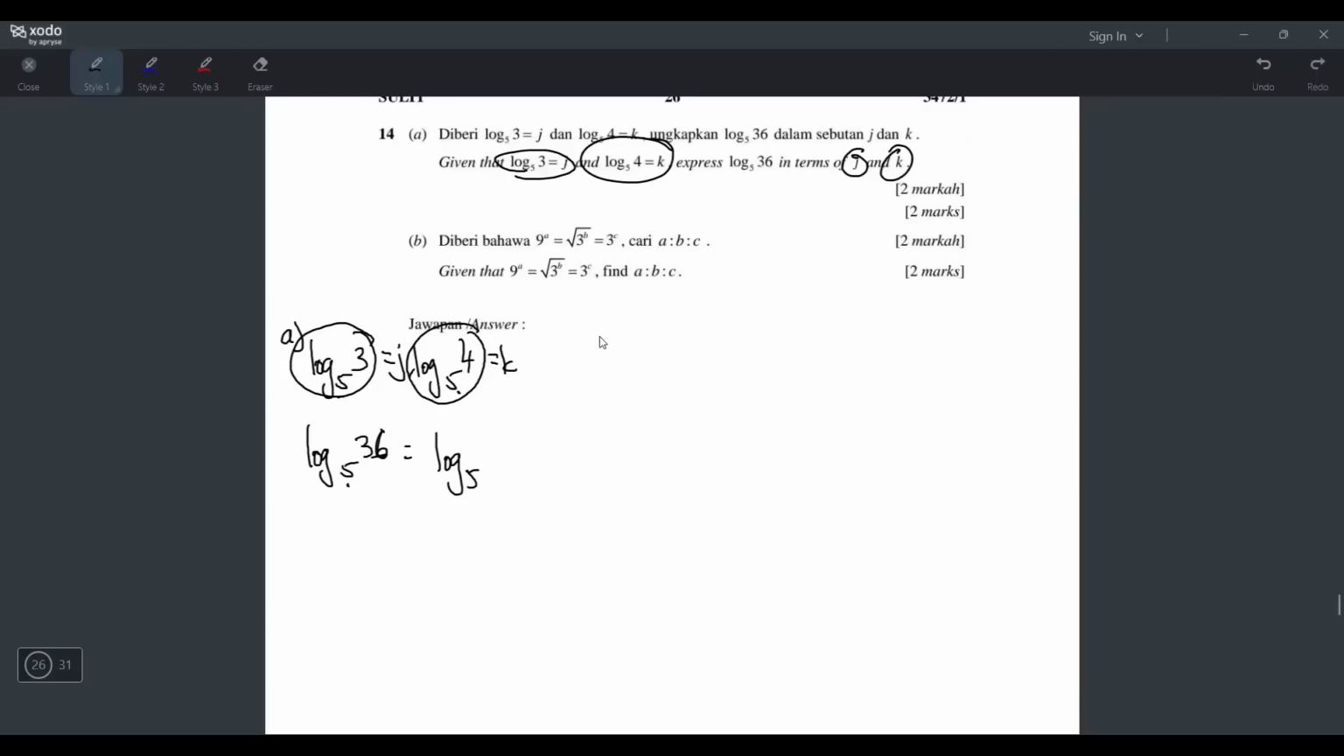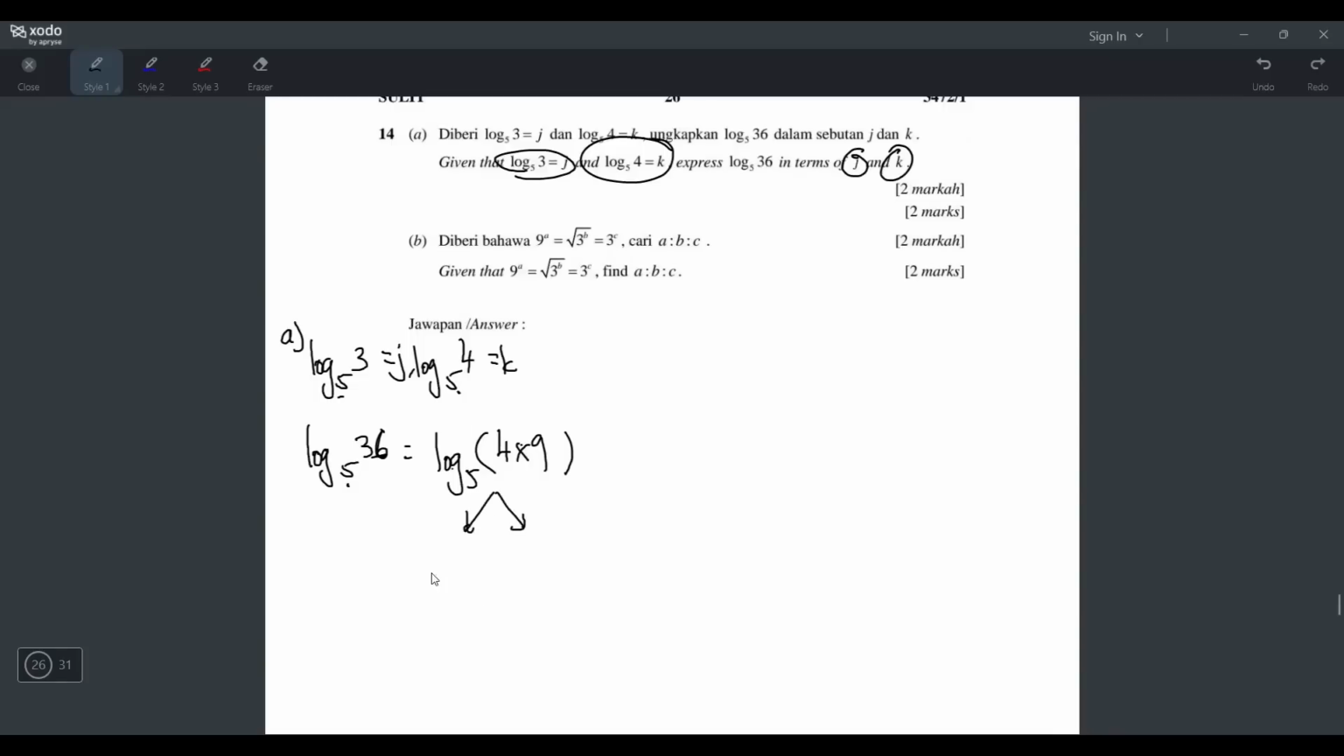So what I will do now is I will try to pecahkan the 36, because I don't have 36. I only have 3, 4, and 5, right? So let me ask you, can 36 divide by 5? No. Can 36 divide by 4? Yes. 4 times 9 is 36, right? And then later, single log times, you can become separate log plus. And then it becomes log 5 of 4 plus log 5 of 9.